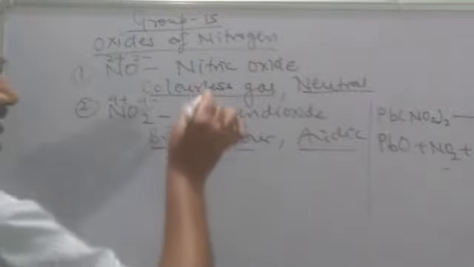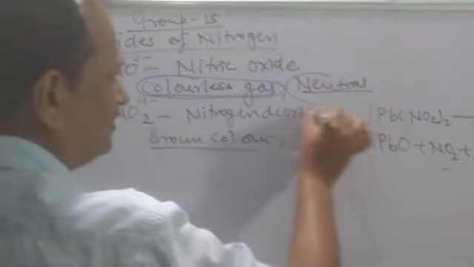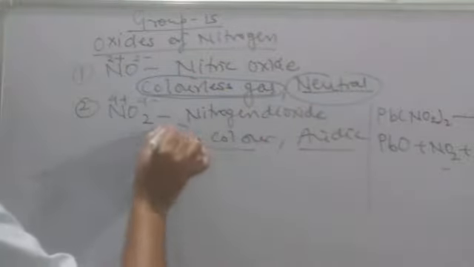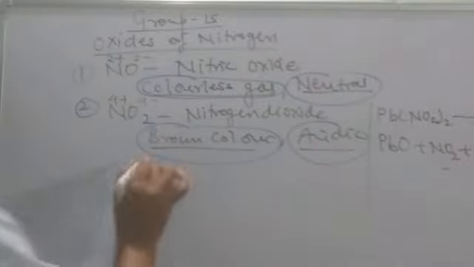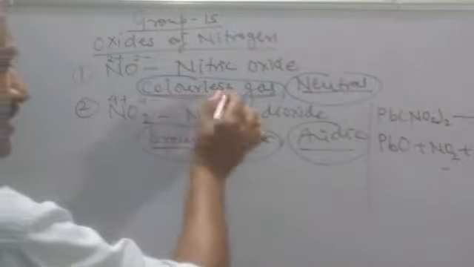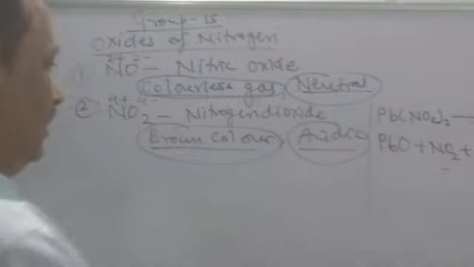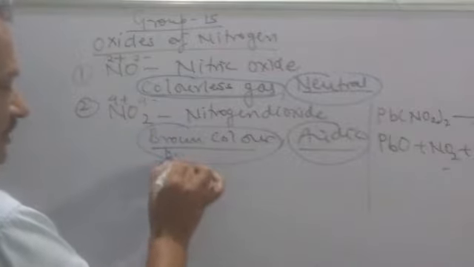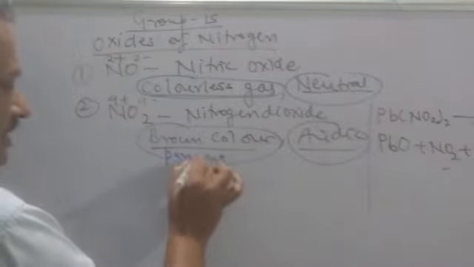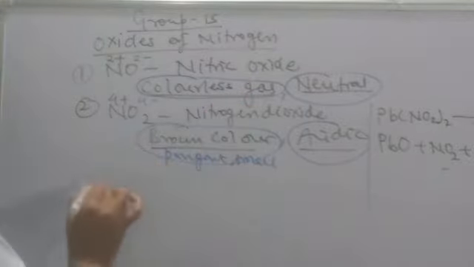So see, brown color and acidic. See the variation. Nitric oxide is a colorless gas. It is neutral. Nitrogen dioxide is a brown colored gas. It is acidic. Also, it has a pungent smell. This is important to know. It has a pungent smell, and NO has nothing like this.